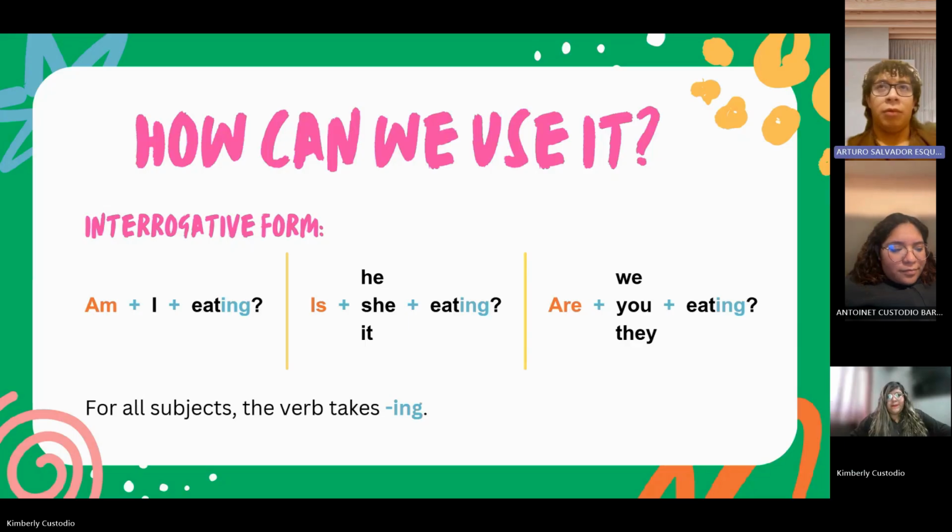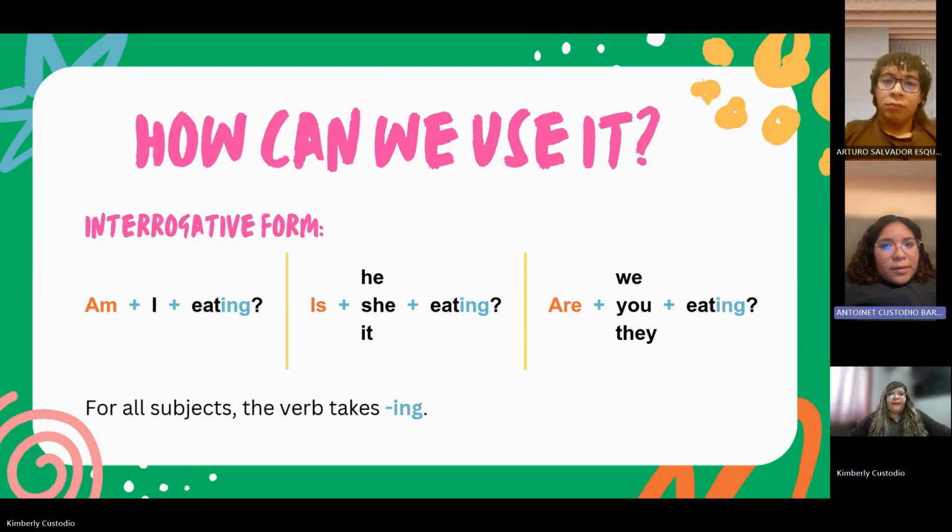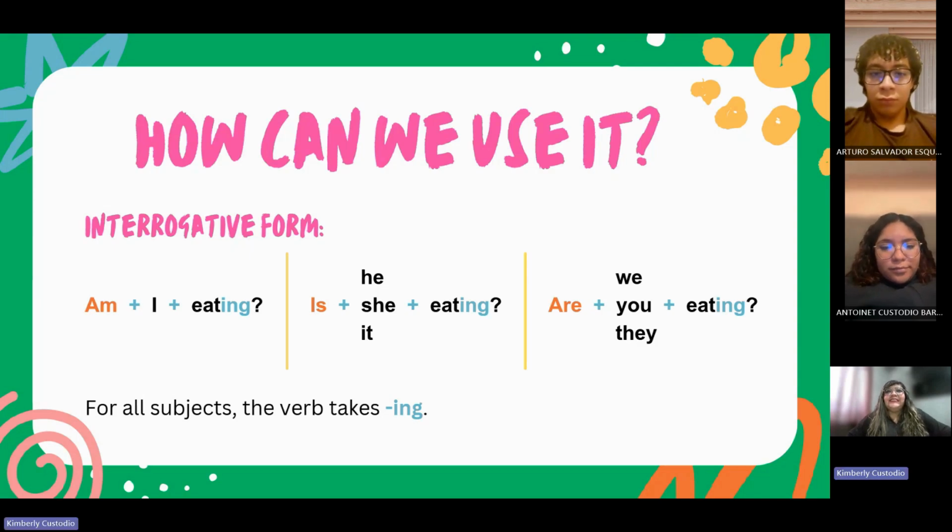Okay. Maybe they are doing a great job. Excellent, very good. Antoinette, can you give us another example with present continuous or progressive? Yes, in affirmative. He is singing. Excellent. He is singing.